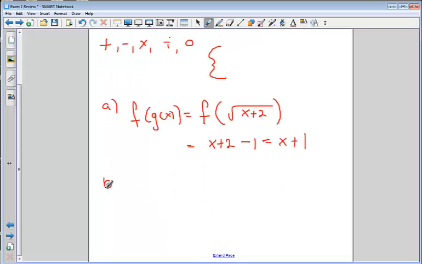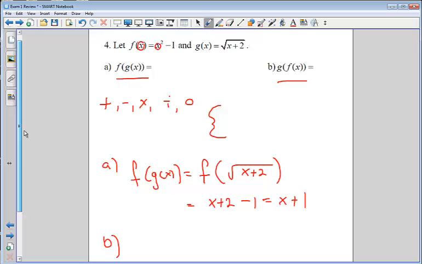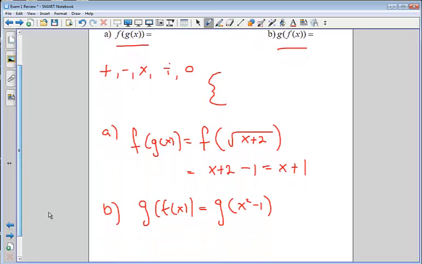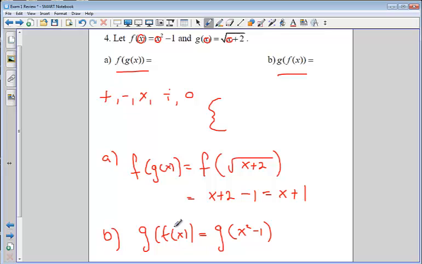For part B, I have g of f of x. So that's equal to, we're doing it the opposite way now, so I have g of x squared minus 1. And g, the rule for g says whatever's here, right, take the square root of it and add 2. Right, all underneath the square root sign. So this is going to be equal to, so you can see it, let's do it right here. So this is going to be equal to the square root. Whatever is here, I just write down here, so x squared minus 1, and then I add 2 to it.